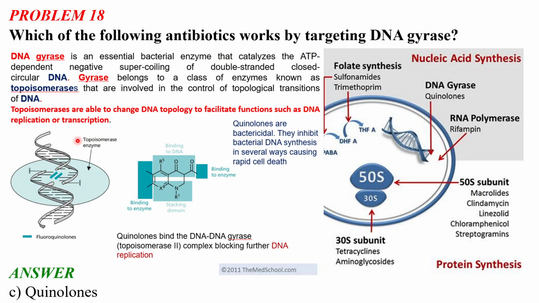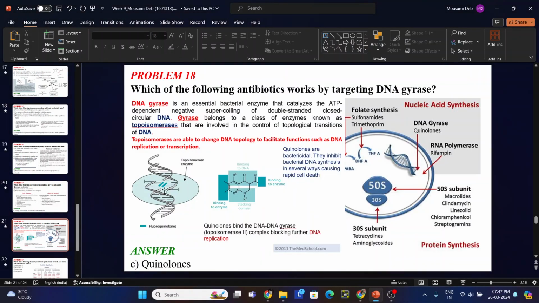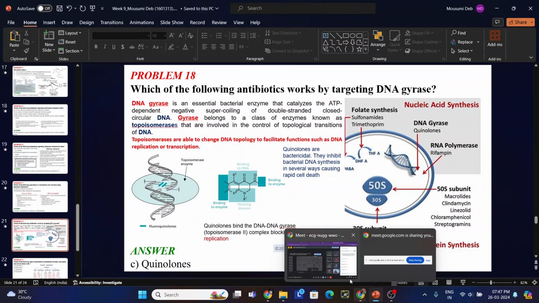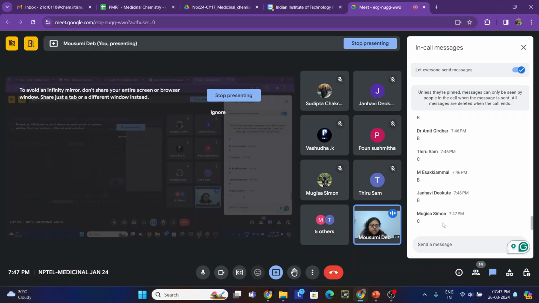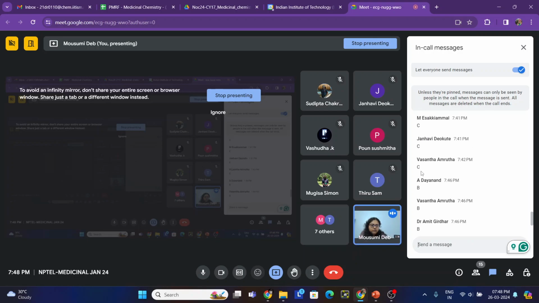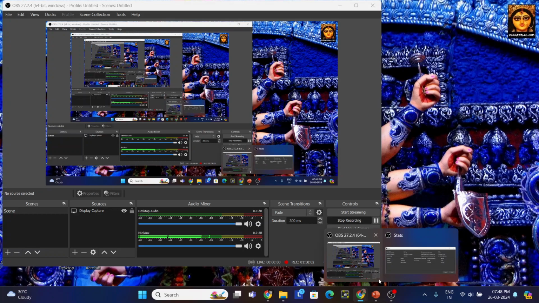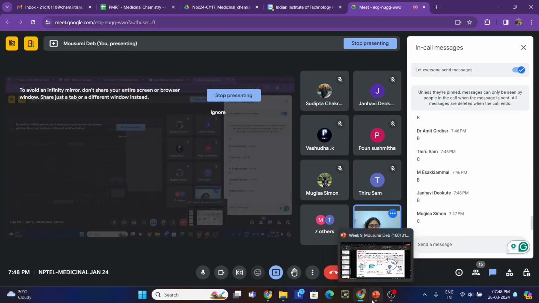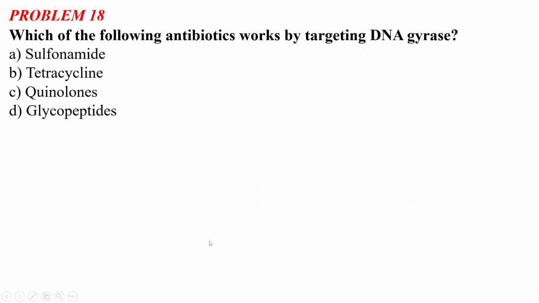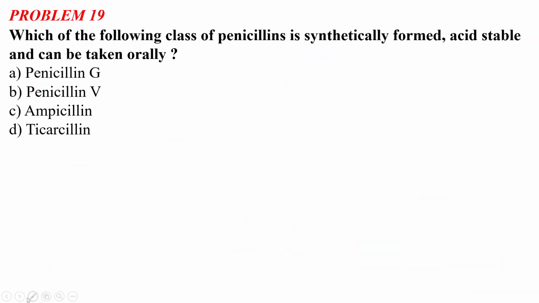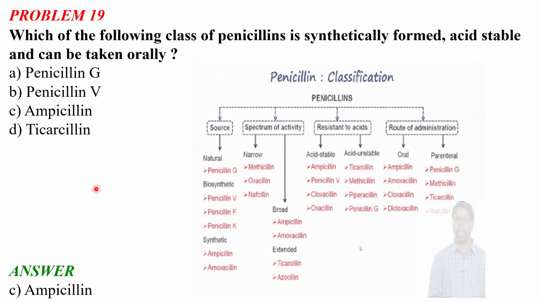Okay, let me check the chat box because I have to discuss it again. I have multiple answers again: C, B, B, C, D. I think B and C are the most given answers. Now let me check which is the correct one. The correct answer is number C, ampicillin. Ampicillin is synthetically formed, acid stable, and it can be taken orally.